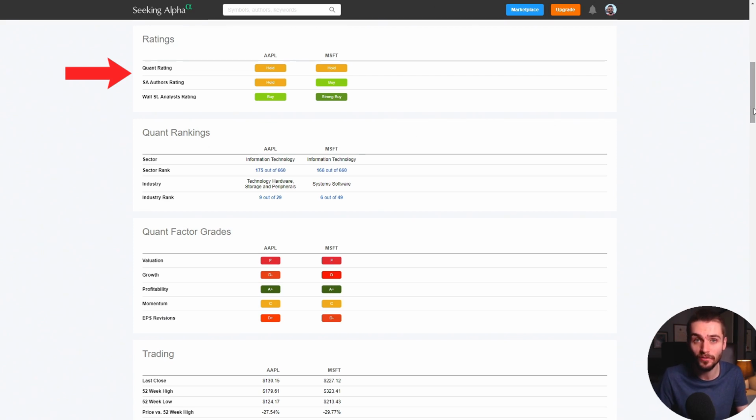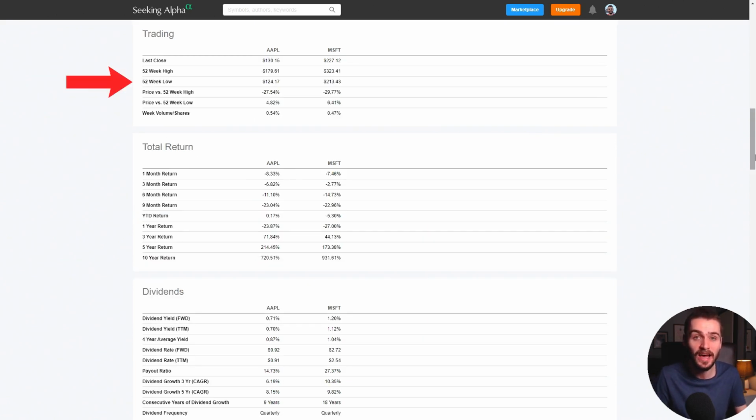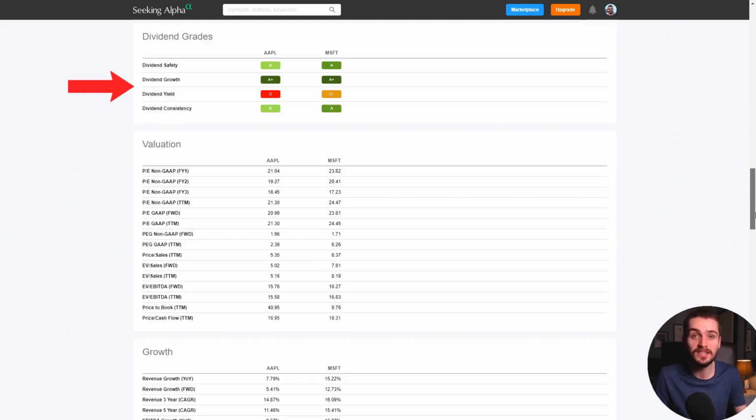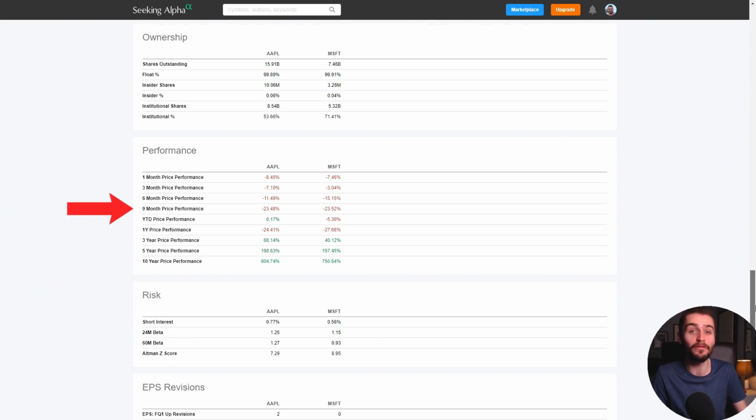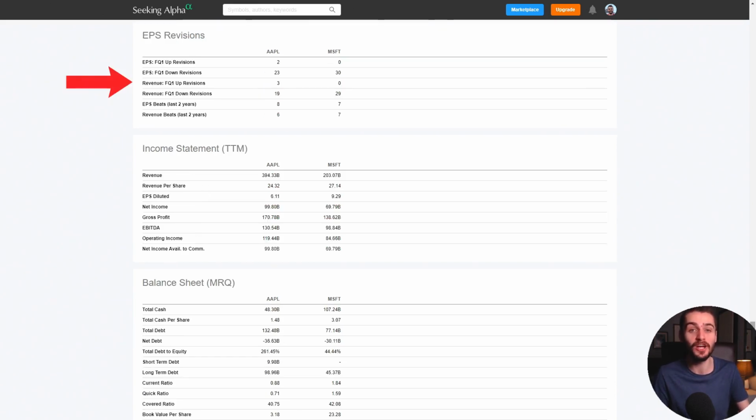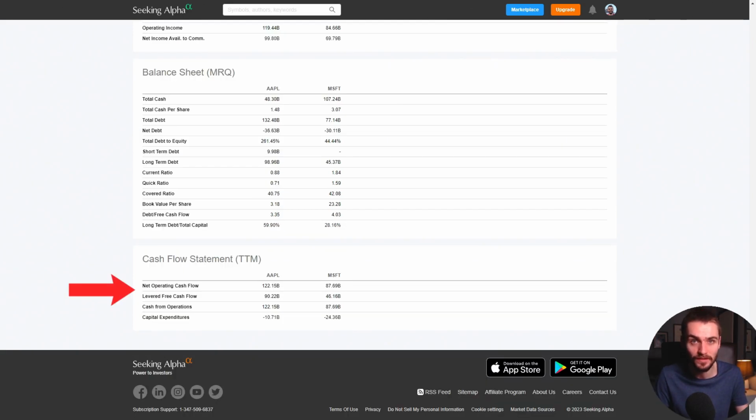currently rated by Wall Street, Seeking Alpha contributors, and Seeking Alpha's quantitative rating system, how the quantitative rating system is currently grading the stocks under different categories, trading data, total return data, dividend grading based on safety, growth, yield, and consistency, valuation metrics, growth metrics, profitability metrics, share ownership breakdowns, performance breakdowns, risk, earnings per share facts, and summary income statements, balance sheets, and cash flow statements. Pretty much all of the quantitative data that you'll ever need when researching company stocks.